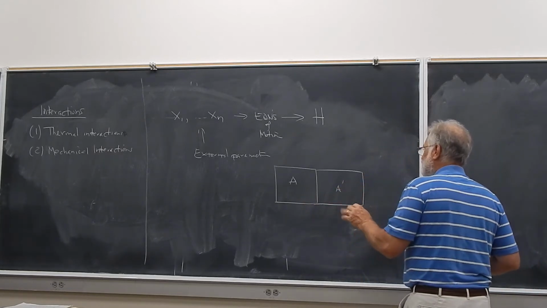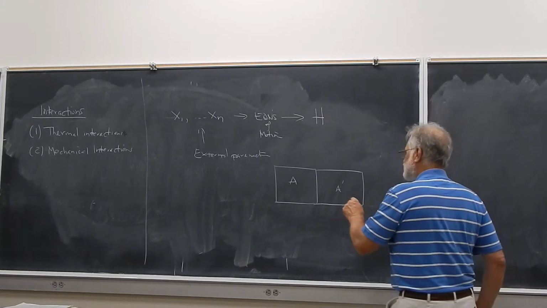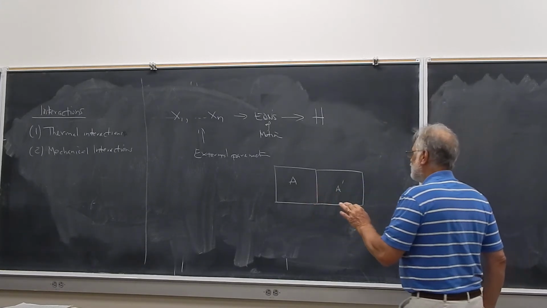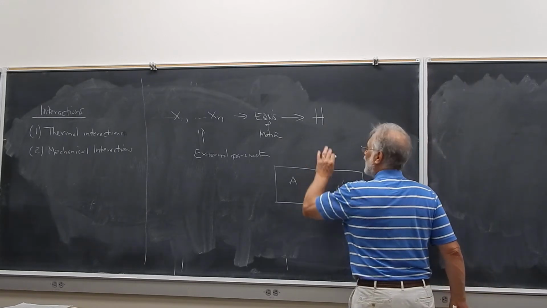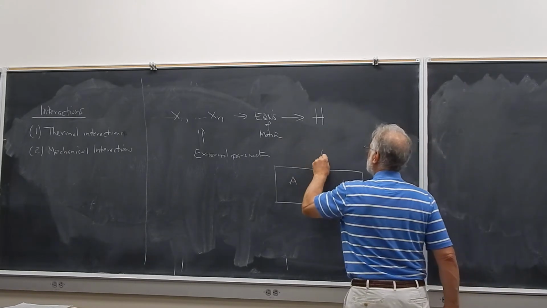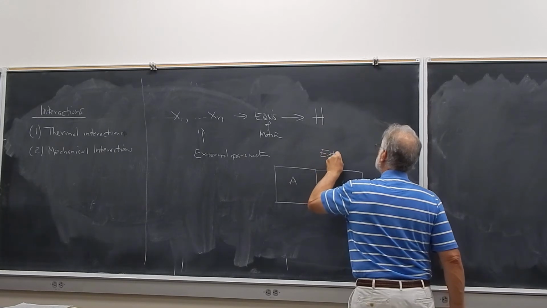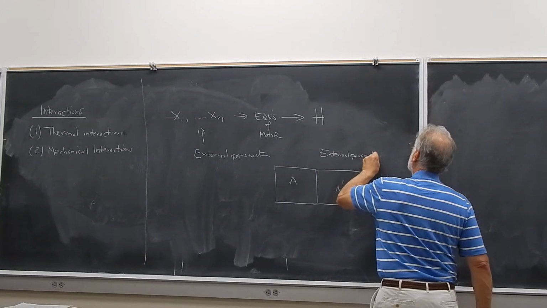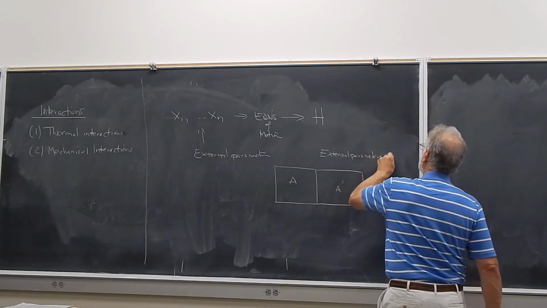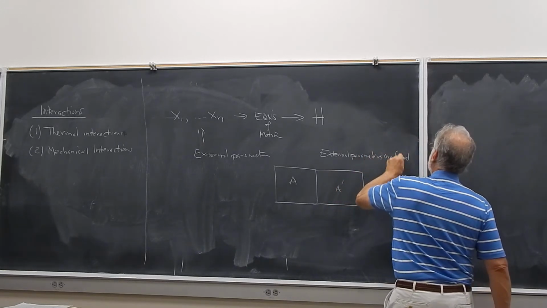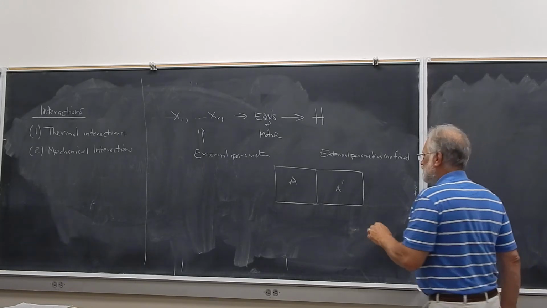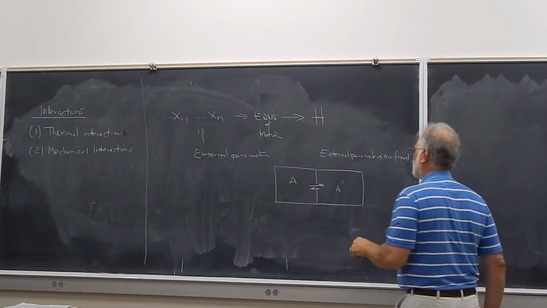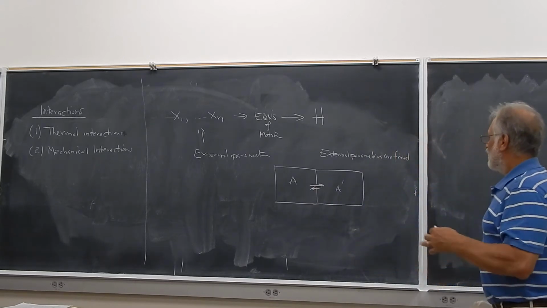If I have a situation where I have these two systems, let's say they're in contact, and the external parameters remain fixed, the only way they can interact then is by exchanging heat with thermal energy back and forth. That's what we call a thermal interaction.